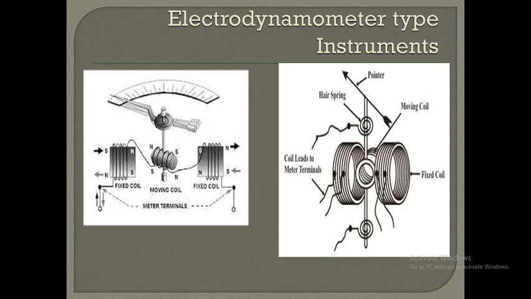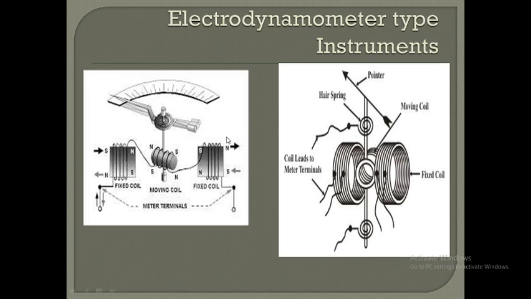So if theta is directly proportional to I square, these types of instruments can be used for AC as well as DC, like MI type instruments. Such instruments have higher accuracy and precision, so they can be used for calibration purposes, and also as transfer instruments from AC to DC or from DC to AC.